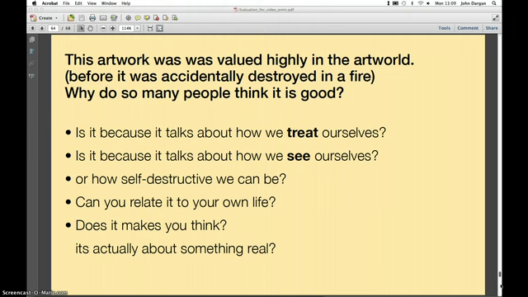I mean, there's a certain element within the amount of names that are in there that shows that maybe someone was a bit destructive to themselves. Does it relate to you at all in your own life, or someone that you know? Does it make you think? It's actually about something real. So, is that an important thing for an artwork to do, to be about something that's real?